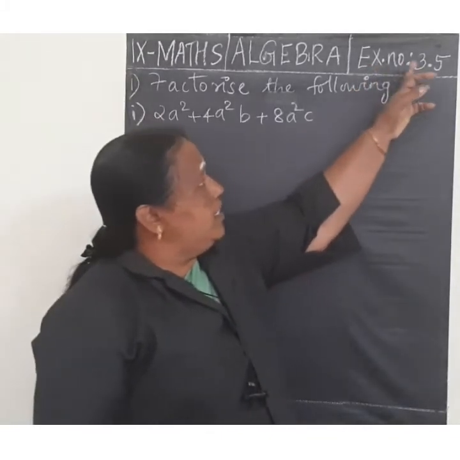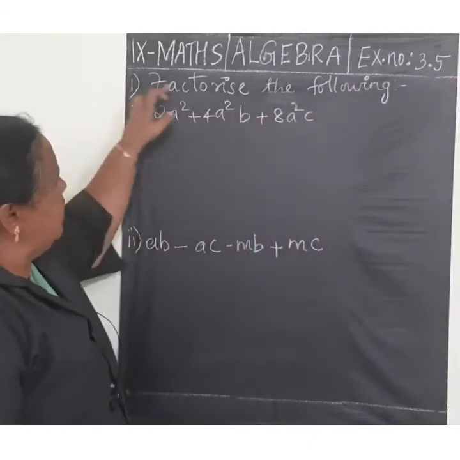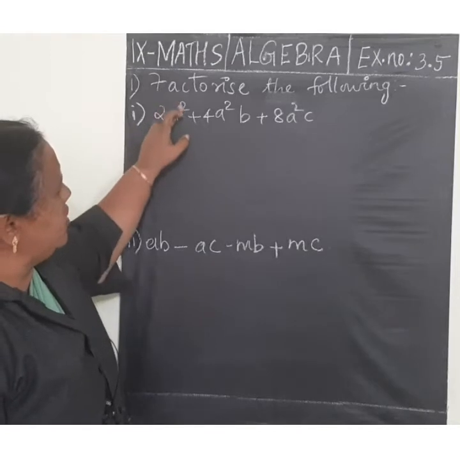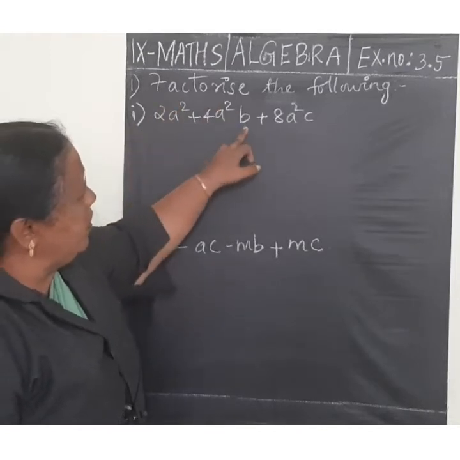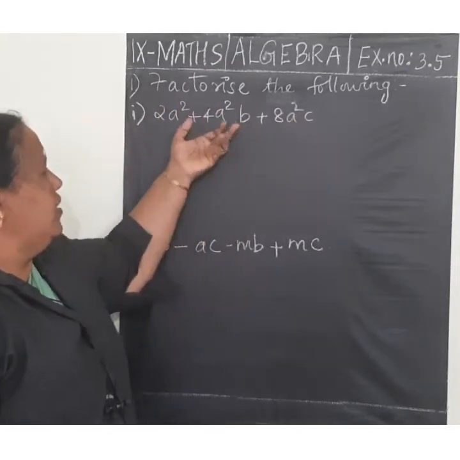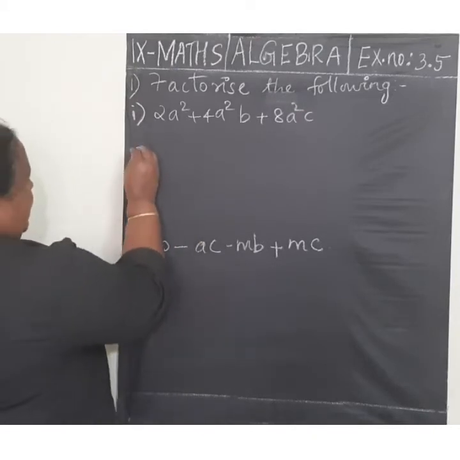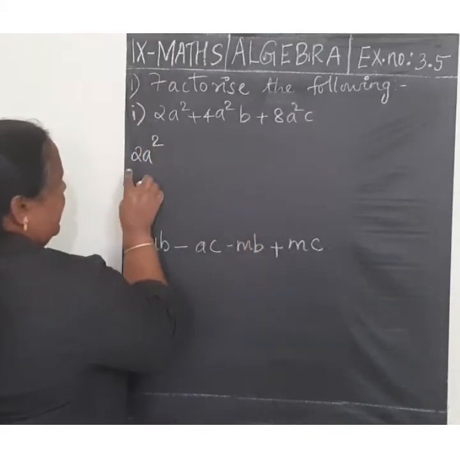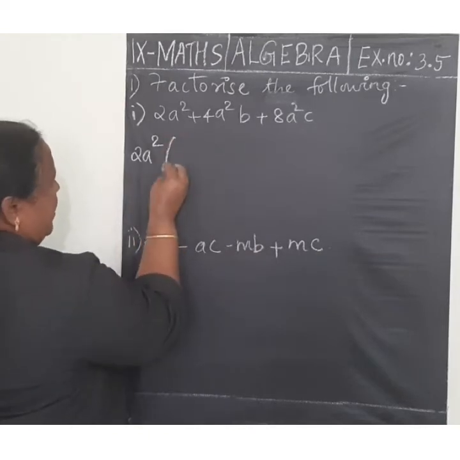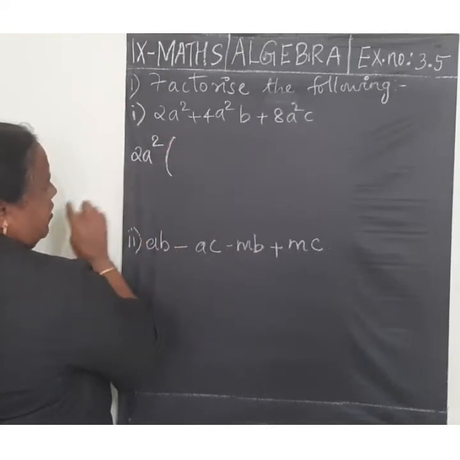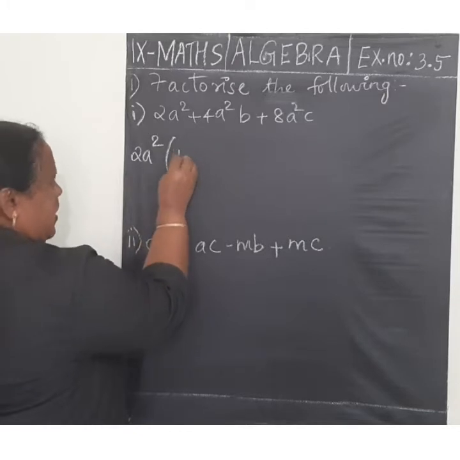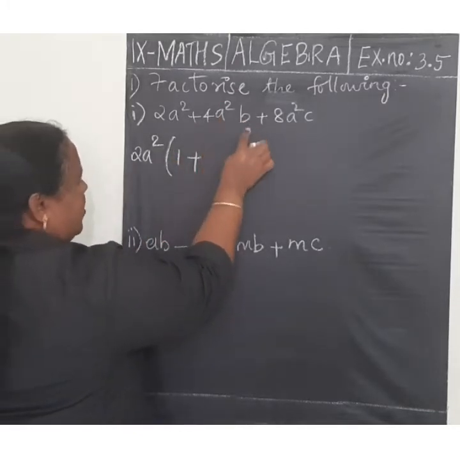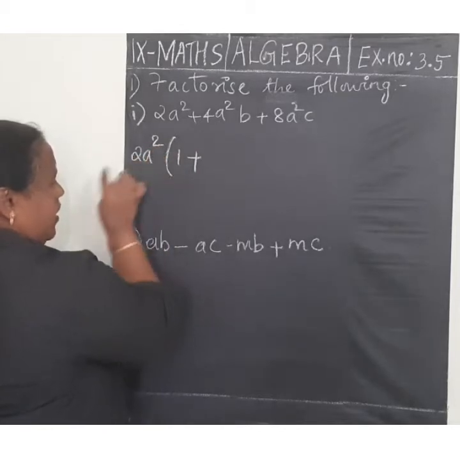Next, exercise 3.5, first sum. Factorize the following. First subdivision: 2a squared plus 4a squared b plus 8a squared c. In this we can take 2a squared as common. So if we take 2a squared as common in the three terms, the first term leaves 1, and in the second term 4a squared b, we have taken 2a squared as common.